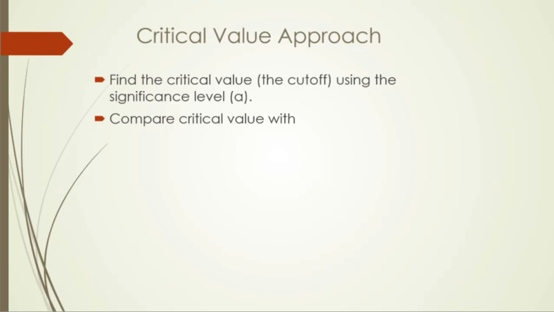Let's start with the critical value approach first. We want to find a critical value that will be determined using a significance level alpha, which is usually specified in the problem. Significance level is actually related with type 1 error that are discussed in other presentations. Once the critical value is determined, we will compare this critical value with the test statistic obtained from step 2.